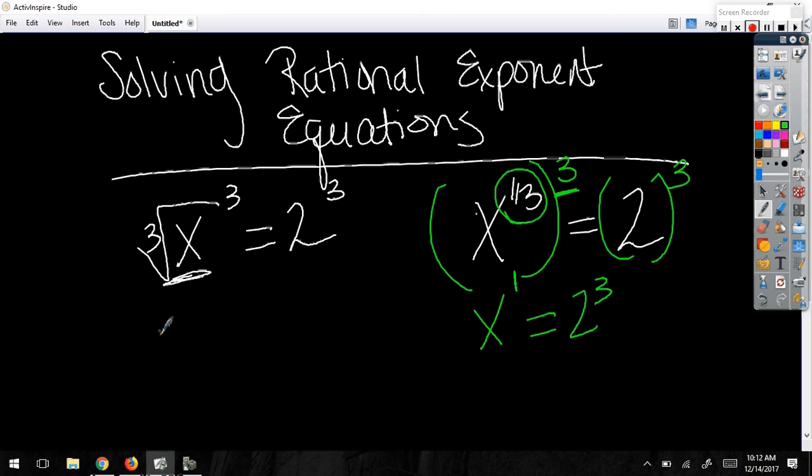So think about 1/3 times 3. What is the relationship of those two numbers? It's flipped. Okay? That's the key to this. They are reciprocals.